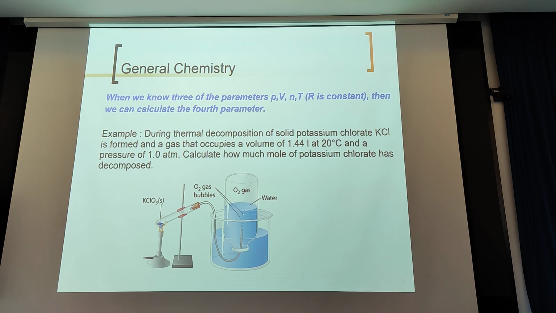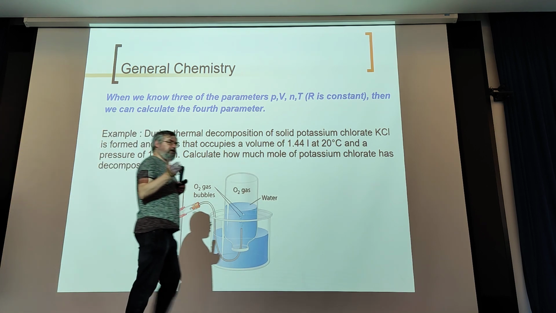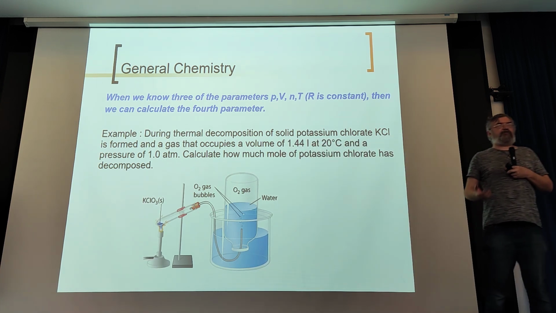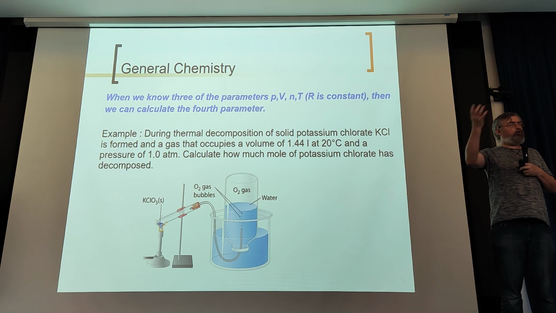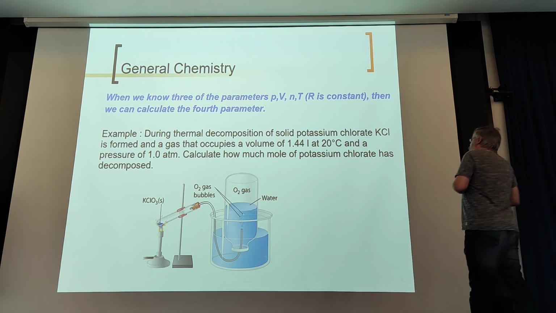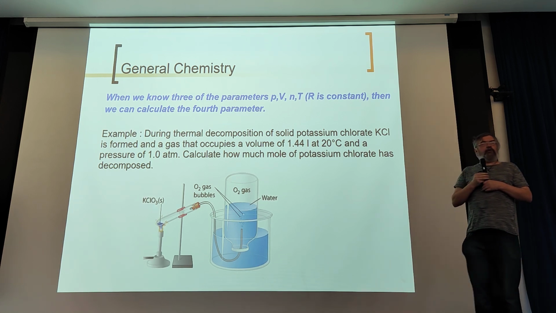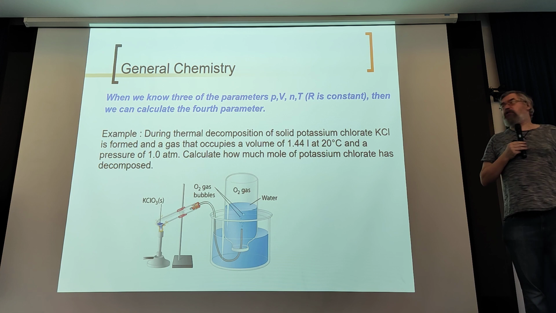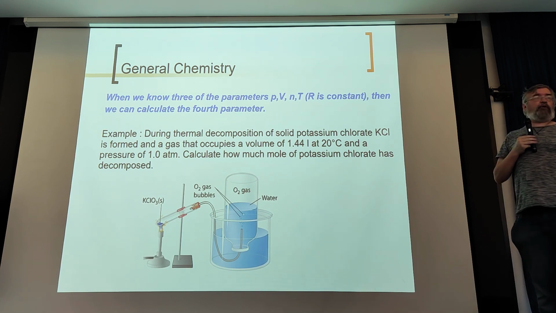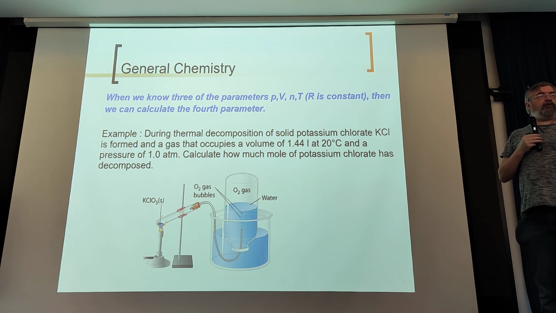It's supposed to be 1.44 liter at 20 degrees Celsius. The ambient pressure around is 1 atmosphere. That's what we are having also here in this room. About 1 atmosphere. So now, based on these data, we should do a calculation. And so it's asked to calculate how much mole of potassium chlorate has been decomposed to form this amount of dioxygen.